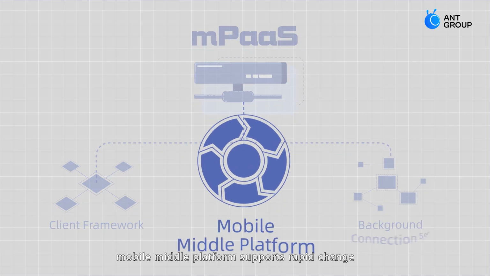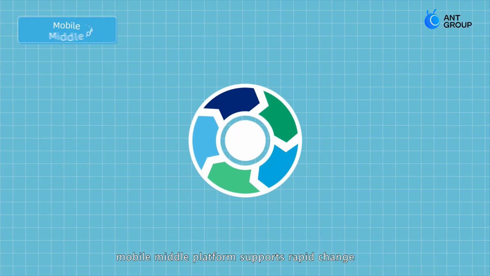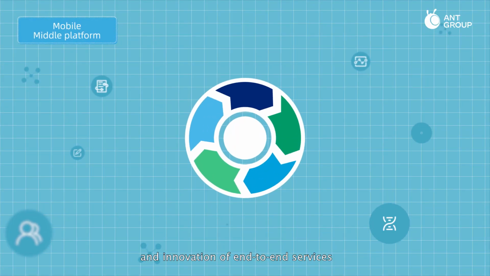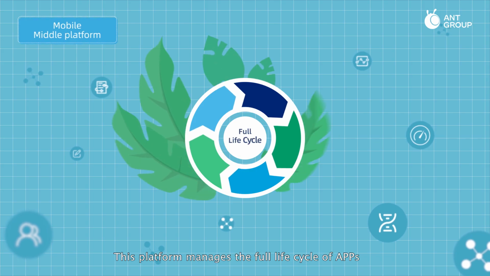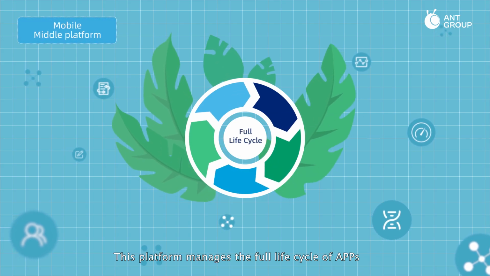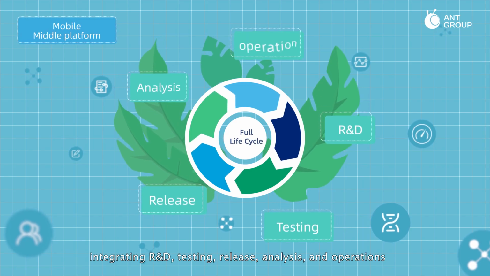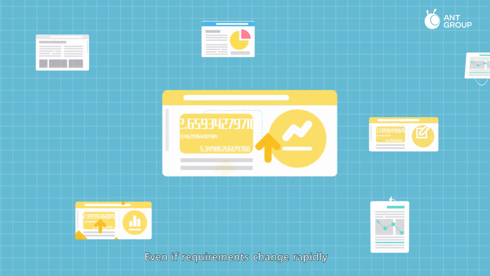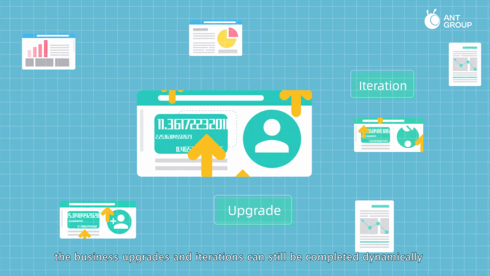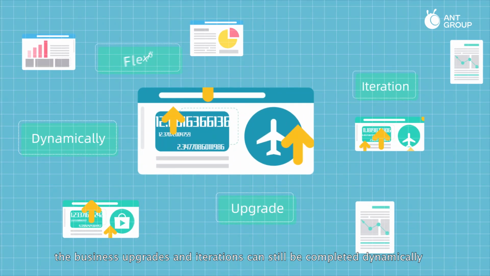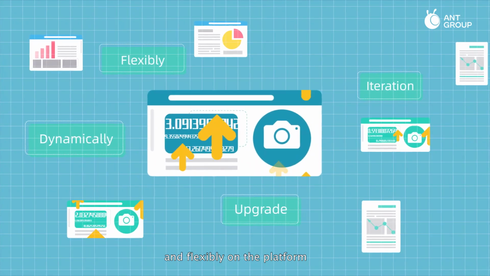Secondly, Mobile Middle Platform supports rapid change and innovation of end-to-end services. This platform manages the full lifecycle of apps, integrating R&D, testing, release, analysis, and operations. Even if requirements change rapidly, the business upgrades and iterations can still be completed dynamically and flexibly on the platform.